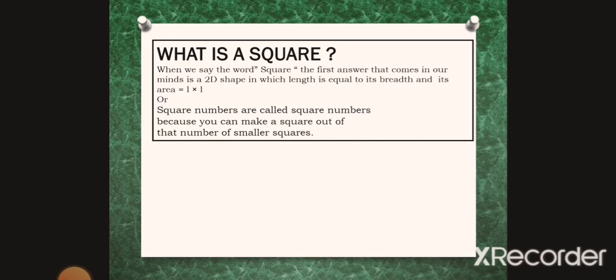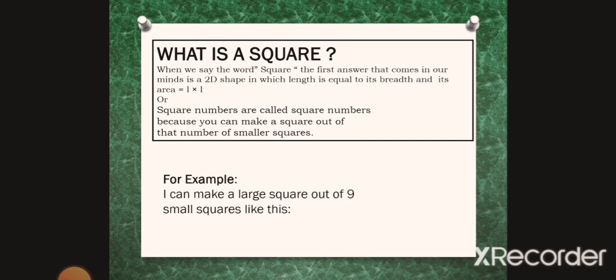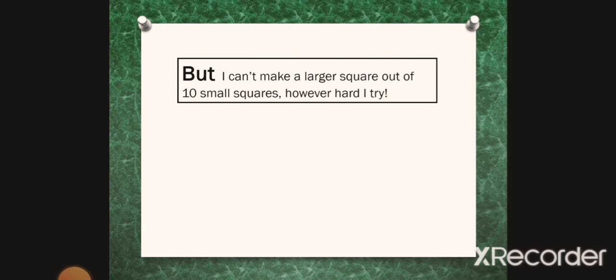Once we define this, how are we going to say it? Square numbers are called square numbers because you can make a square out of that number of smaller squares. What is this I'm talking about? For example, I can make a large square out of 9 small squares like this. The number was 9. I have taken 9 small squares and formed them in such a way that ultimately I got a square. This means that 9 is a square number.